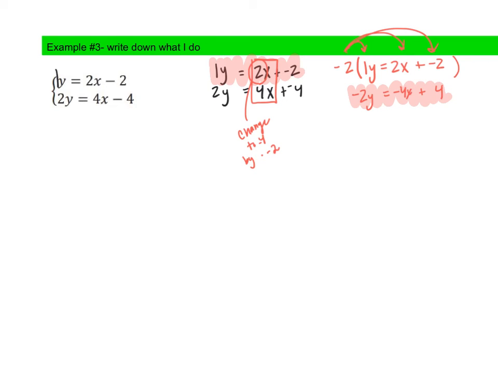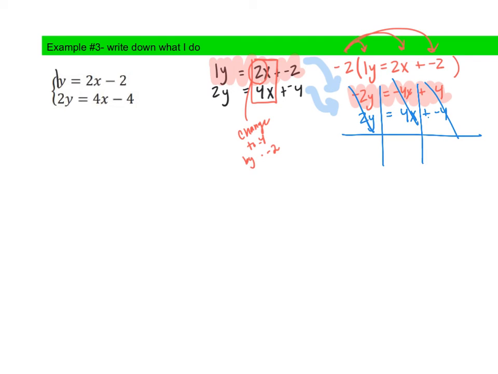I'm just going to rewrite both of my equations so that they are stacked together. So I have negative 2y equals negative 4x plus 4, and I'm just going to rewrite this one right below. So this one is 2y equals 4x plus negative 4. And I'm going to add these together. My y's eliminate. There's nothing left there. My x's also eliminate, and my numbers eliminate.